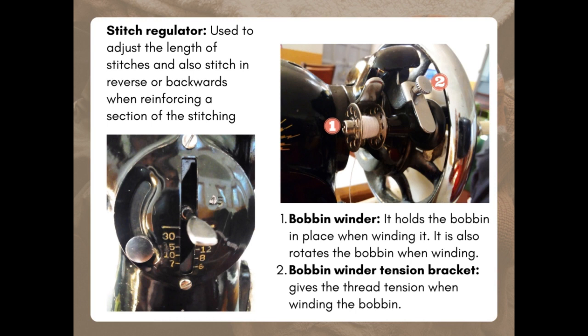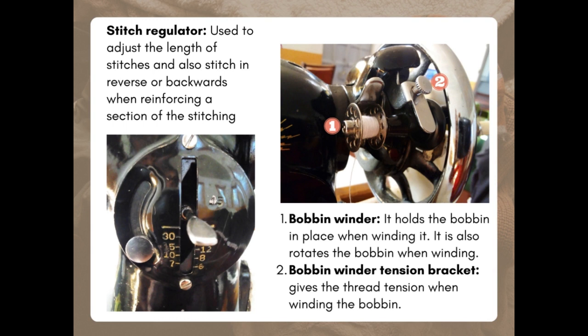The next machine part is the stitch regulator. It's used to adjust the length of stitches. The old machines have stitch regulators with numbers indicated from 6 to 30 or so. What these numbers mean is the number of stitches per inch when you're stitching. For example, the bigger the number, the more stitches in an inch, and the smaller the number, the fewer the stitches in an inch.